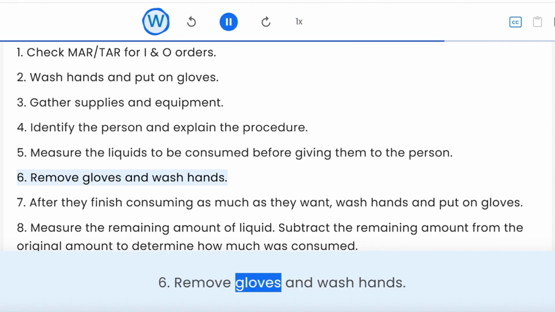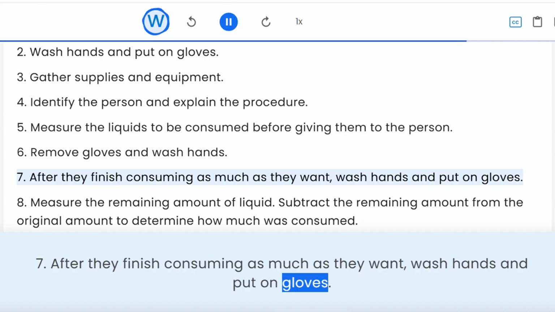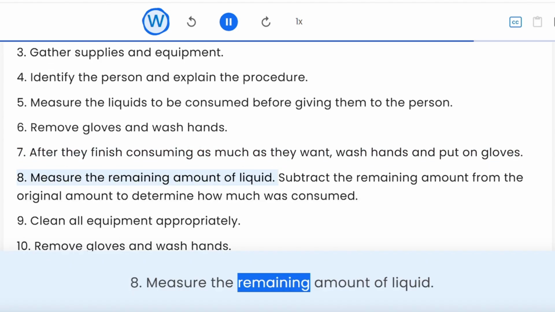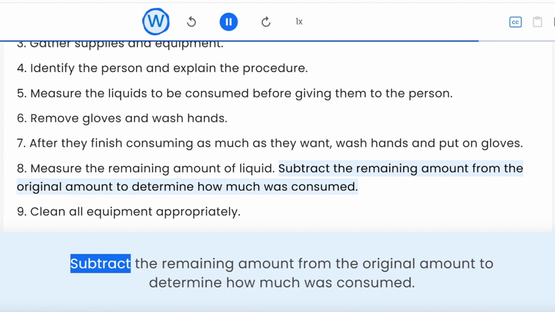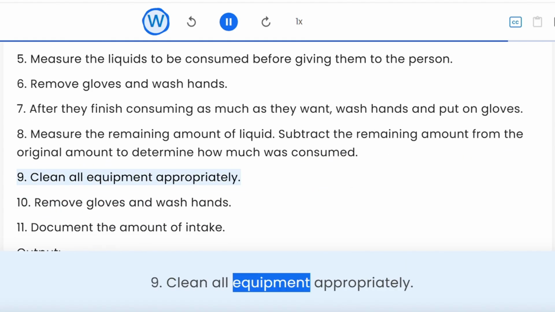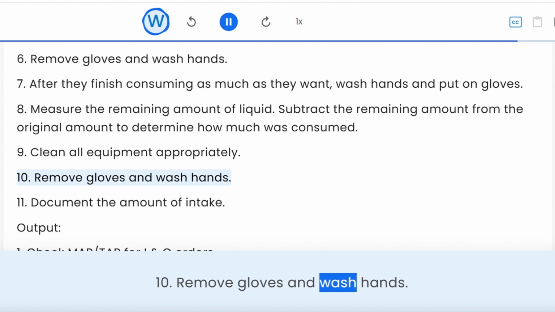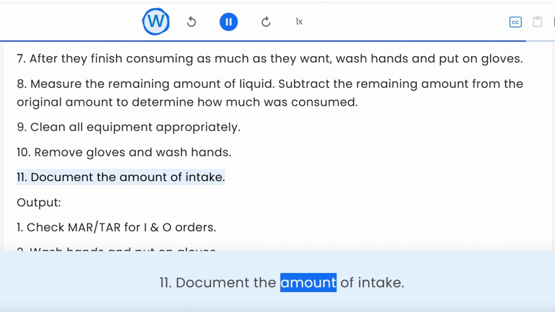6. Remove gloves and wash hands. 7. After they finish consuming as much as they want, wash hands and put on gloves. 8. Measure the remaining amount of liquid. Subtract the remaining amount from the original amount to determine how much was consumed. 9. Clean all equipment appropriately. 10. Remove gloves and wash hands. 11. Document the amount of intake.